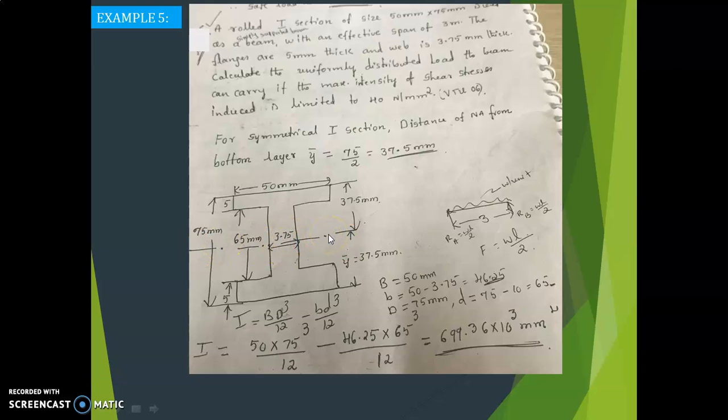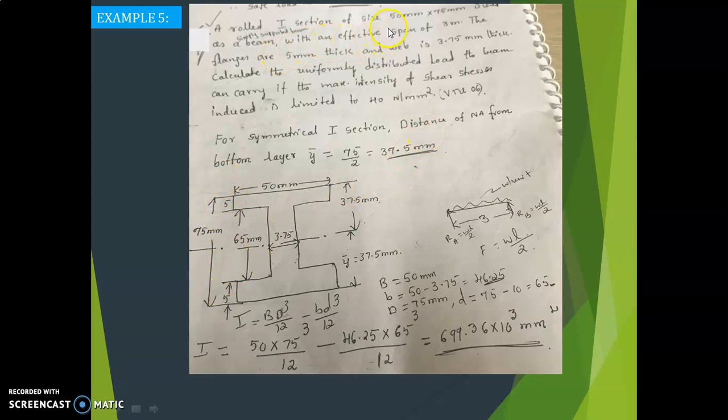Okay, for that you have to use the formula shear stress tau is equal to F into A y bar divided by I into B. For this we require F, I, B, A, y bar. One by one we will calculate. This is a symmetrical I section, 50 mm, and 75 mm is the overall depth.